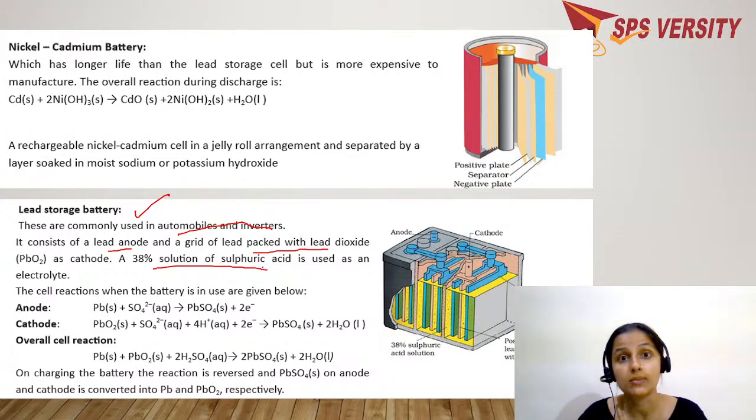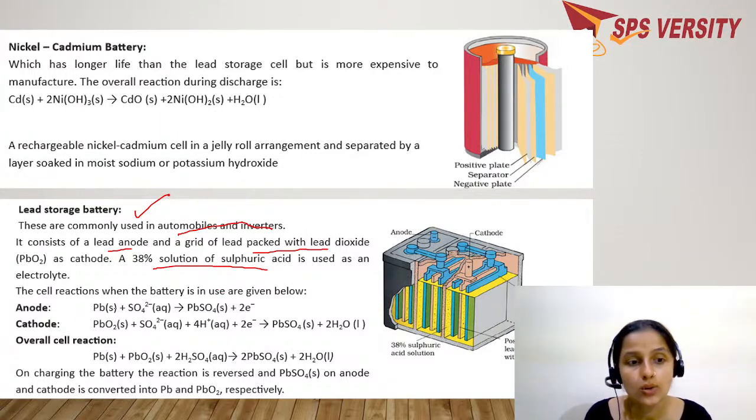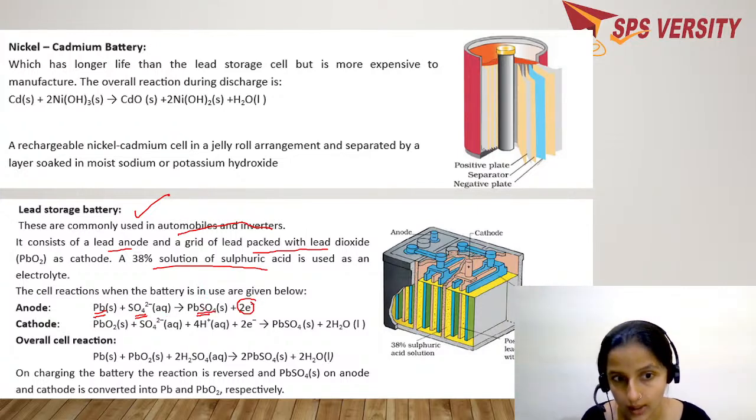You might have seen sometimes you have to add water or add acid to the battery. If you have a car at home, or an inverter at home, you might have seen some persons repairing it by putting water or putting acid inside. So what happens? Since you use lead as anode, lead combines with sulfate from the sulfuric acid to give lead sulfate, and 2 electrons are given out. So lead is undergoing oxidation.